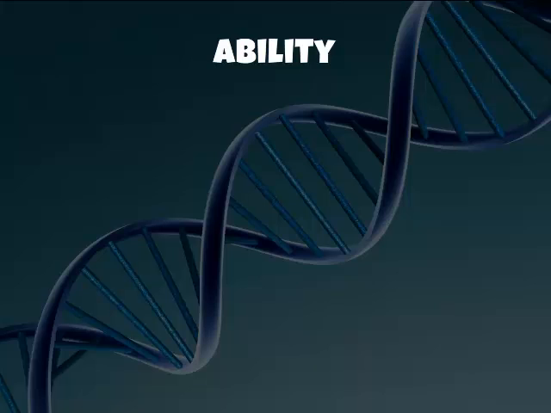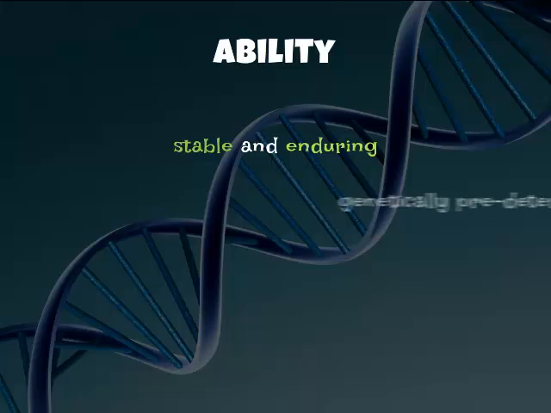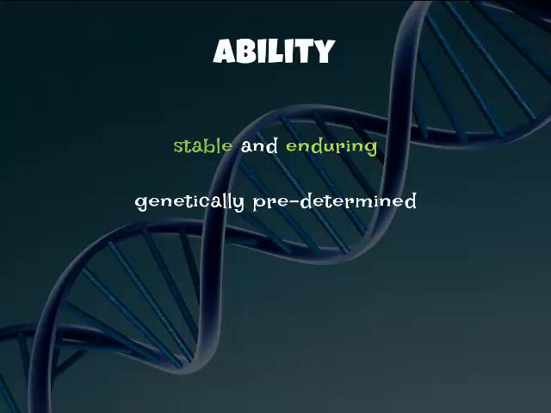Alright, now ability is something that's stable, which means it doesn't change, and enduring, which means that it also lasts a long time. It's genetically predetermined, so we get our ability levels from our parents, and as they say, always choose your parents wisely if you're an athlete. So if you're a sprinter and you might have had parents as sprinters, you will have ability levels of speed and power that have been predetermined from your parents.